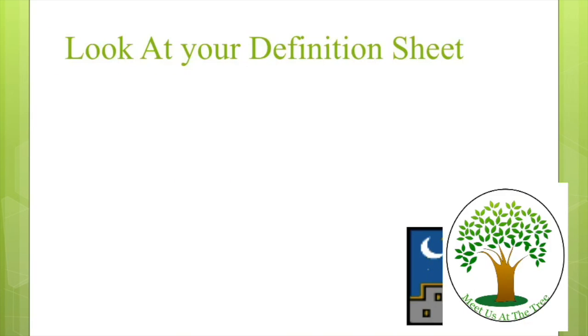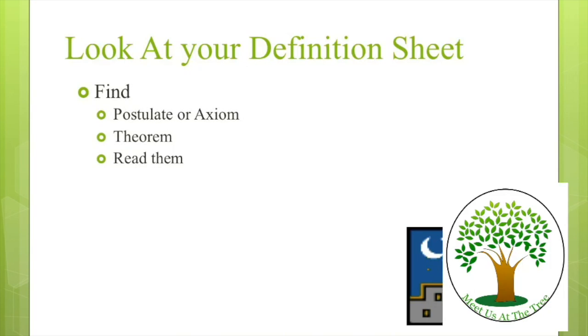Okay, we paused that, and we came back, and now I want you to get your definition sheets out, and I want you to find where postulate or axiom and theorem is, and I want you to read those. A postulate is a rule that we accept without proof. It's also called an axiom.